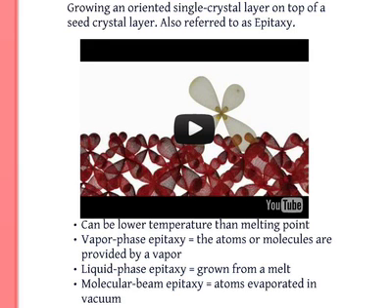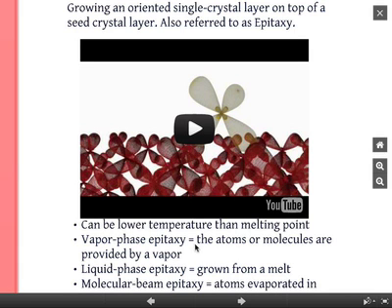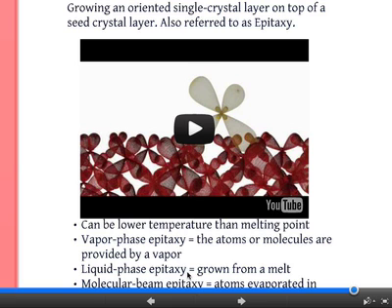You can have a couple of different approaches. You can have vapor phase epitaxy, where the atoms or molecules are provided by a vapor. You can have liquid phase epitaxy, which can actually be grown from a melt. So the Czochralski process is a form of epitaxy. You can have molecular beam epitaxy, which is where the atoms are evaporated in a very, very high vacuum. Okay? Now, each of these processes is important for different applications.